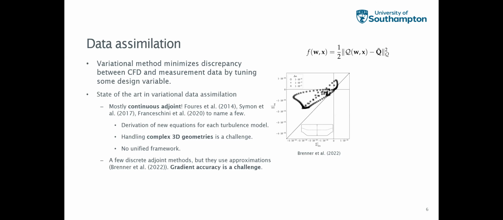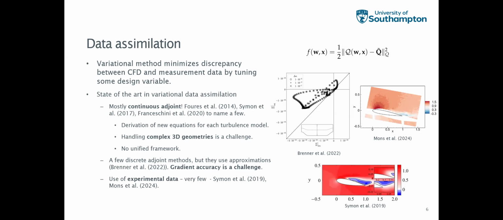There are a few studies that use discrete adjoint methods for data assimilation, but they're approximate. In fact, one of the first ones that came out was the work by Oliver Brenner, the ETH group, which uses a sort of analytical method, but they also add some approximations. And here you can really see that there are some issues in terms of accuracy when compared with the finite difference approximation. And one of the most important things, which forms the focus of my work, is that the use of experimental data is very minimal.